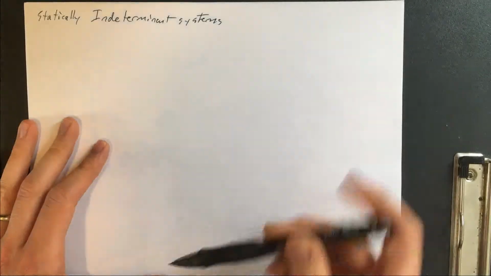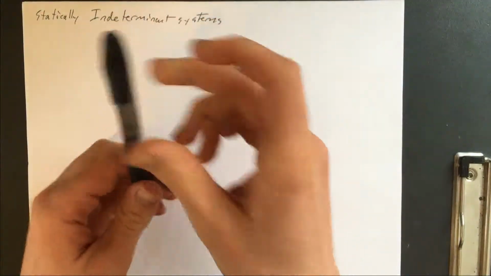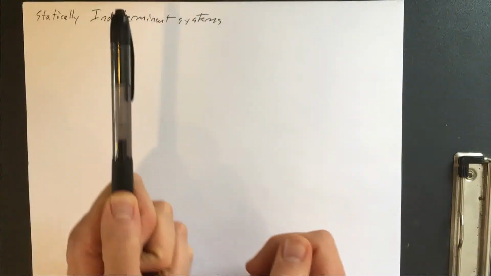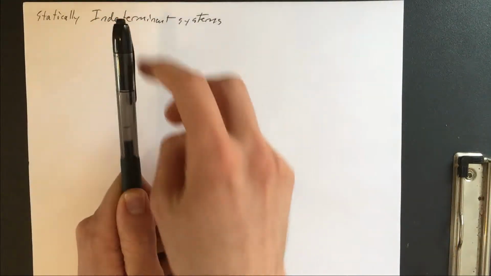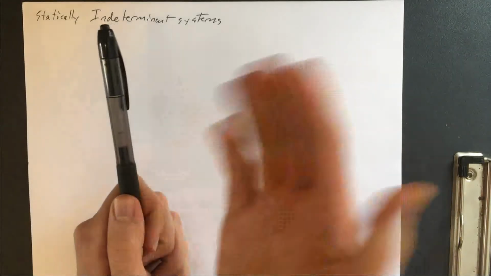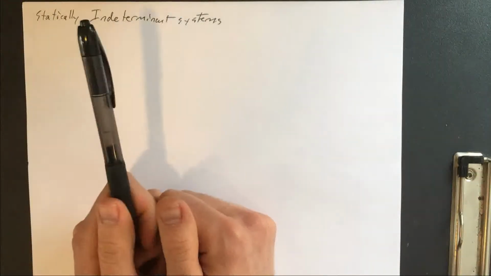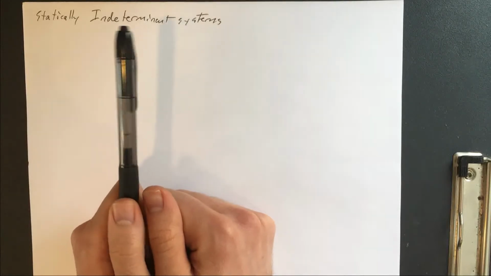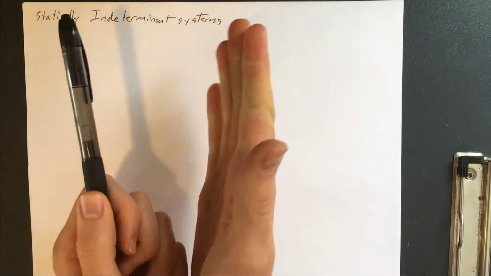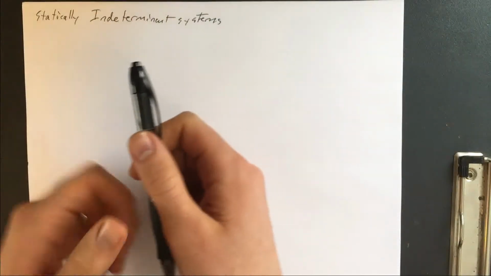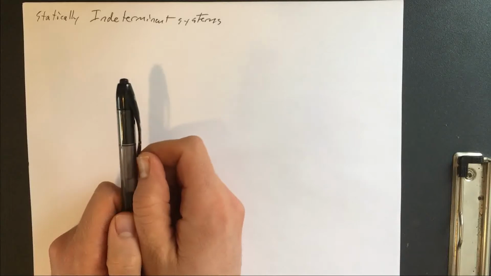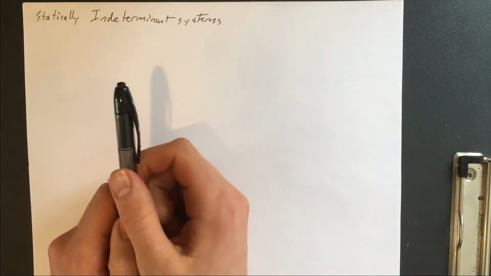What do I mean by statically indeterminate systems? I mean basically a system where you have some body that is constrained in some way and you're applying forces to it. Oftentimes, if you draw free body diagrams of the system, you might be able to figure out the reactions. But for some systems, particularly systems that have multiple parts or multiple materials involved, we oftentimes won't be able to solve for all of the reaction forces and moments.